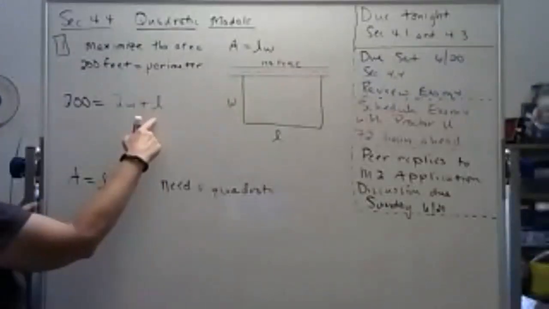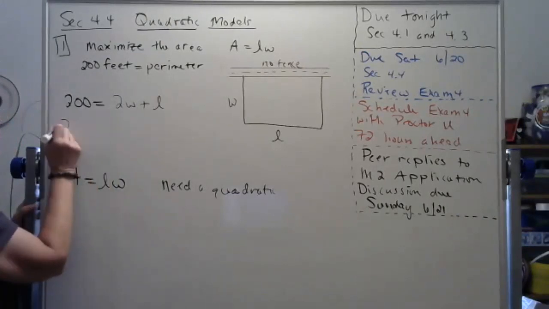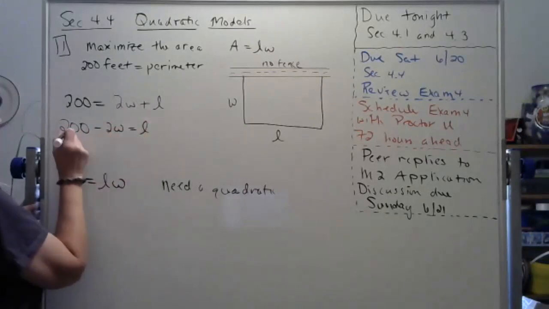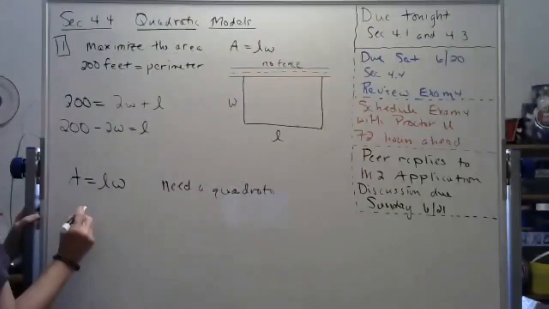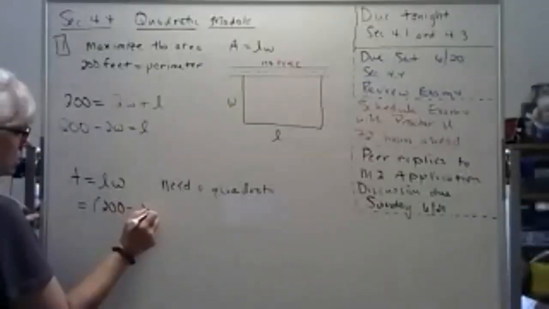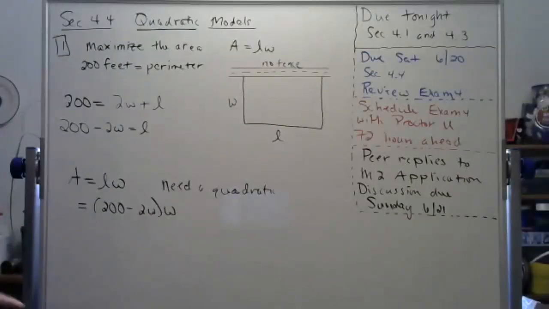So it's easiest to solve for L because L has no coefficient. So let's just move the 2W over. That gives me 200 minus 2W is equal to L. And now we'll substitute. In place of the length, we're going to write 200 minus 2W and then times the extra W. So all we did was substitute in for the L. Very similar to what we did in section 3.6 last week.